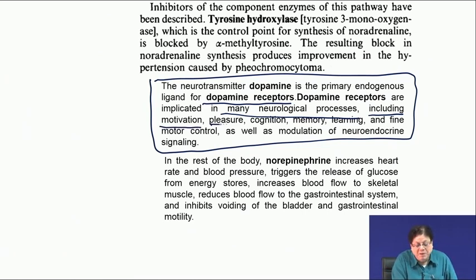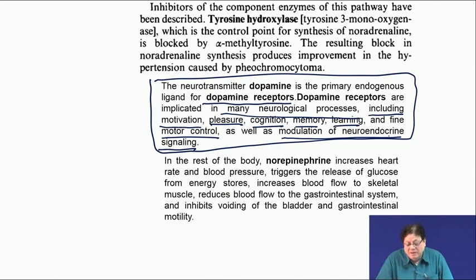motivation, pleasure, cognition, memory, learning, fine motor control, that means the way we move our hands and limbs, as well as the modulation of endocrine signaling, neuroendocrine signaling. That is basically the modulation of signaling by the hormones generated from the endocrine glands, because the hormones are usually secreted from the glands. So you see that there are so many effects that neurotransmitters like dopamine have.